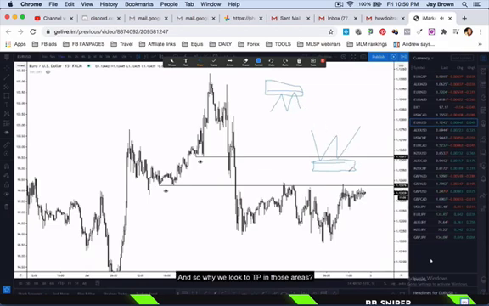And so why we look to TP in those areas or enter in those areas when other people are being raided out, it's because this is where smart money or big funds will shop for their orders, because inside these areas, it allows them to fill their orders a lot more.